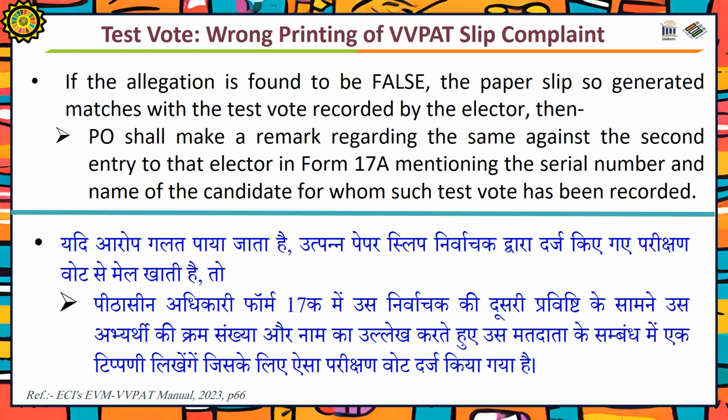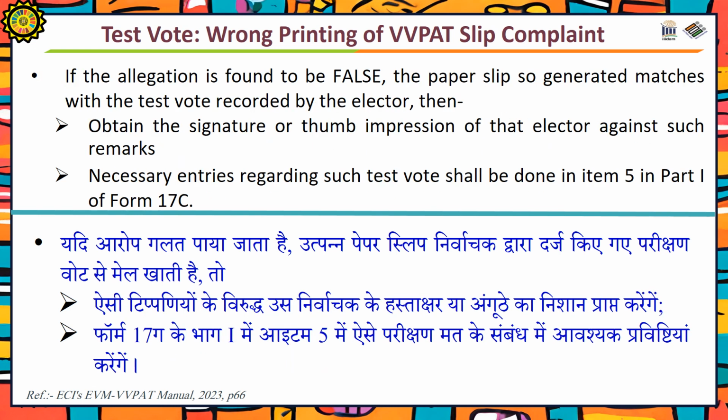If the allegation is found to be false, that is, the paper slip so generated matches with the test vote recorded by the elector, then the presiding officer shall make a remark regarding the same against the second entry to that elector in Form 17A, mentioning the serial number and the name of the candidate for whom such test vote has been recorded.